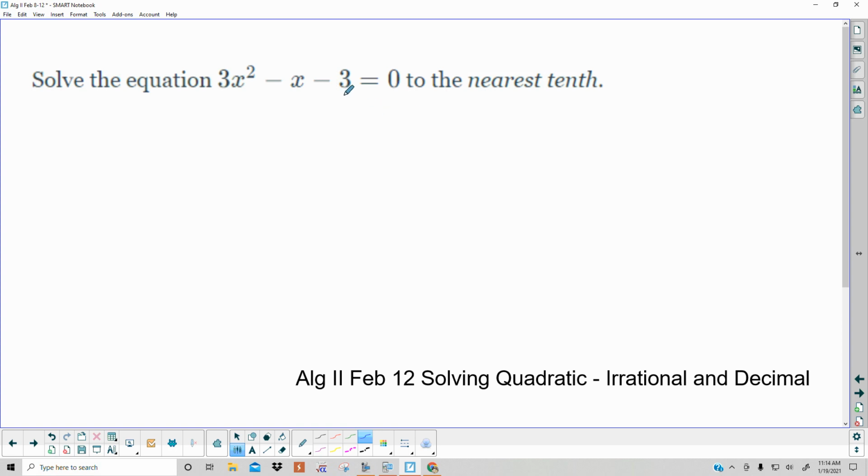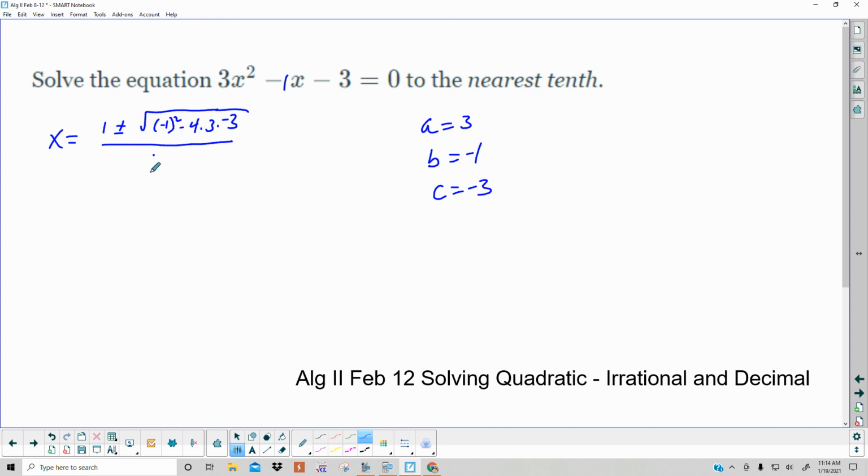Okay, this one, it's already set equal to 0. So a is equal to 3, b is equal to negative 1. There's a negative 1 there. C is negative 3. So you go x is equal to the opposite of b plus or minus the square root, b squared, b is negative, so you need a parenthesis around it, minus 4 times a times c, all over twice a, which would be 6. Simplify the square root.